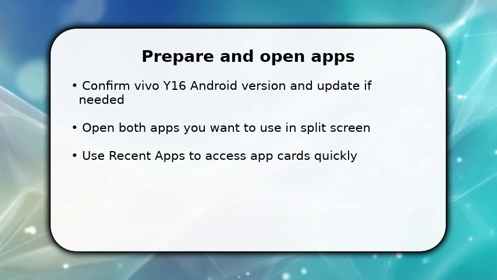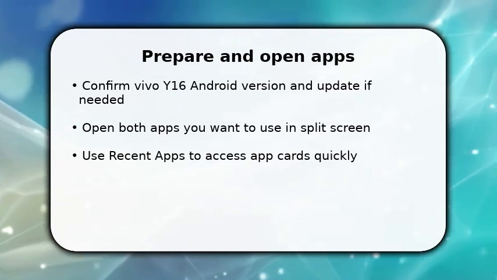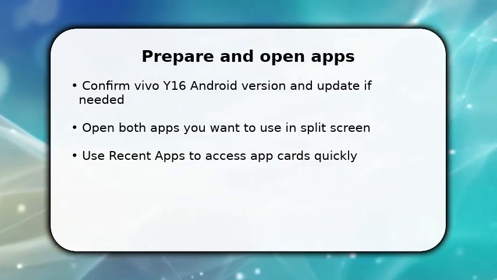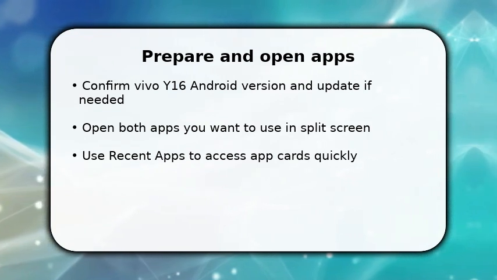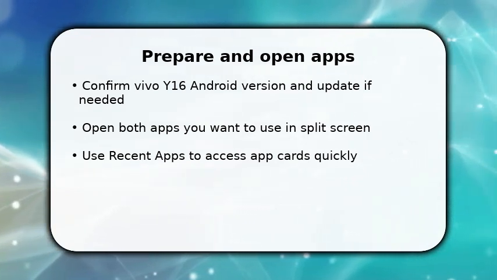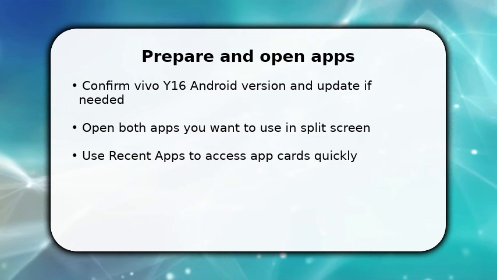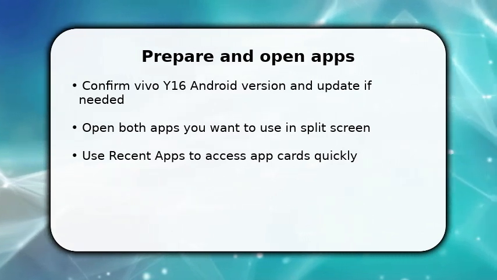You start by preparing the phone and apps. Make sure both apps are open. Tap Recent Apps. This gives you the app cards to work with. If one app doesn't support split screen, try opening a different app or use an alternate compatible app.